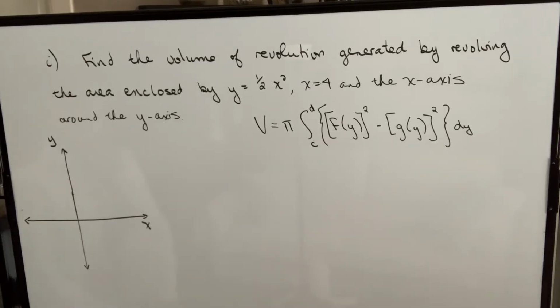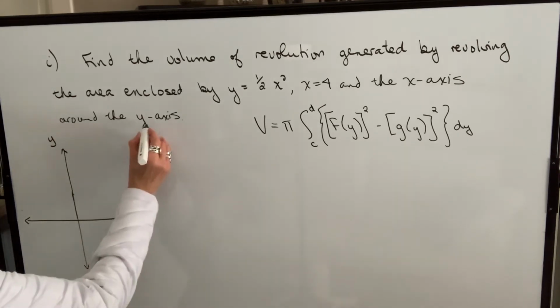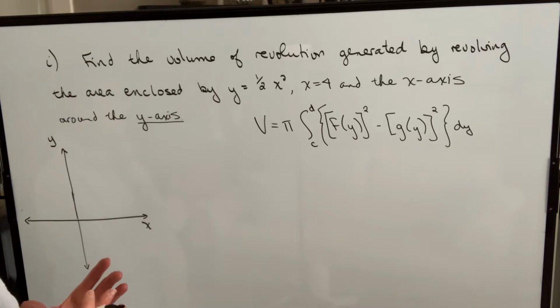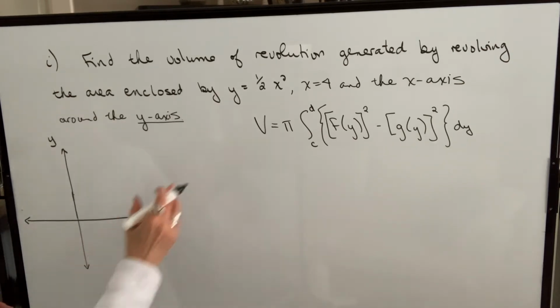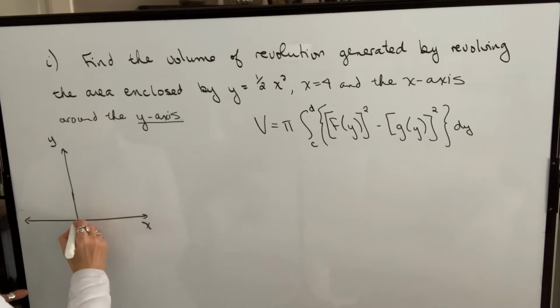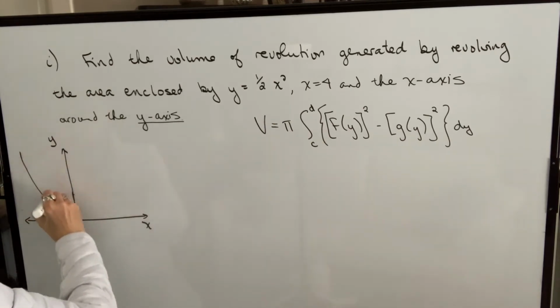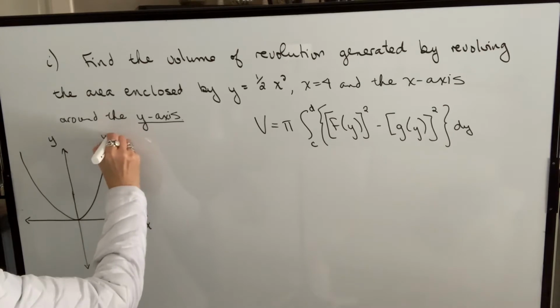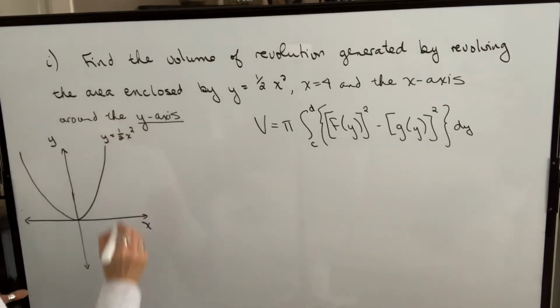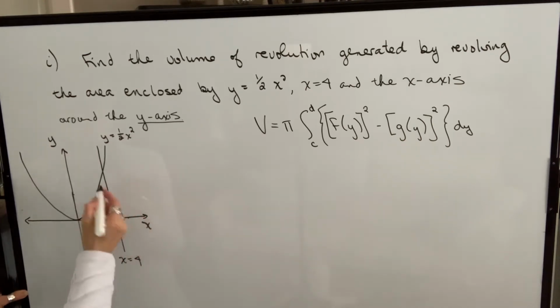Okay, our first example asks us to find the volume of revolution generated by revolving the area enclosed by y equals 1/2 x squared, x equals 4, and the x-axis around the y-axis. So always pay attention to where that area is rotating around. So we're going to draw our curve. y equals 1/2 x squared is the general shape of y equals x squared. x equals 4, the x-axis, and so the area bounded by those three curves will be this here.